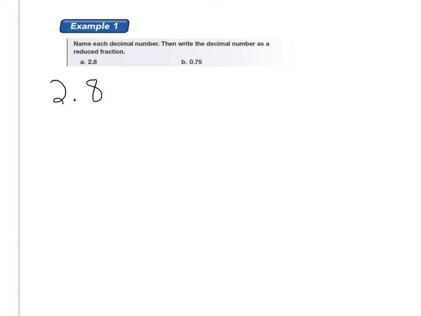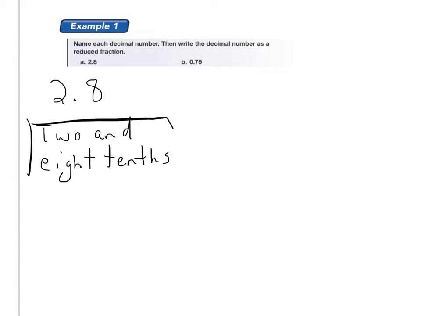Okay, so letter A, we see a 2.8. Well, when we read decimals, when we see the decimal point, we say and. So it's 2 and 8, and one spot after the decimal is the tenths. So this is 2 and 8/10 in words. Okay, so that's one answer right there.